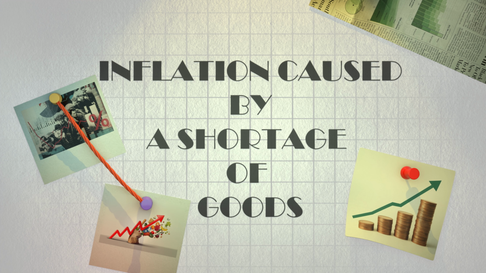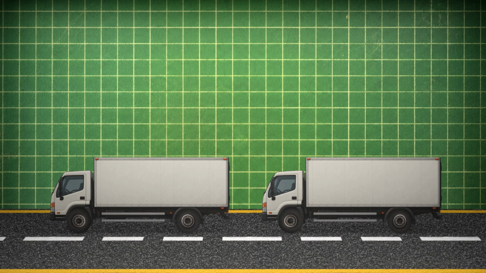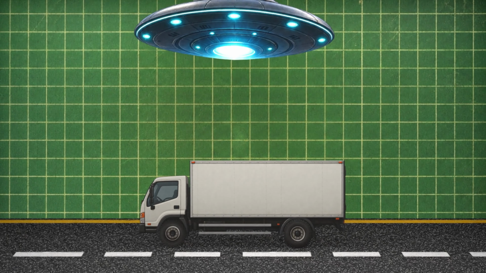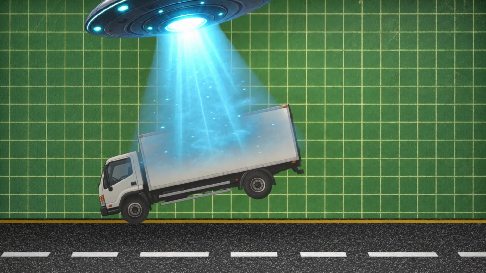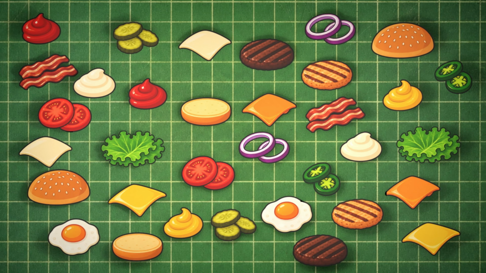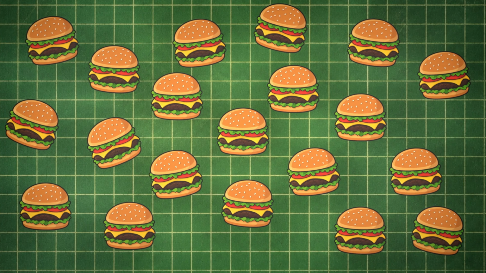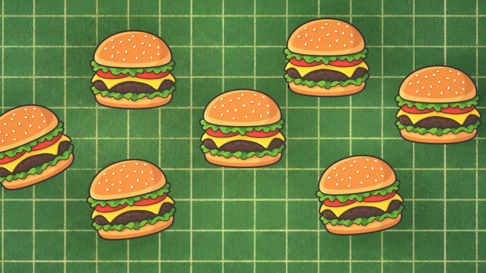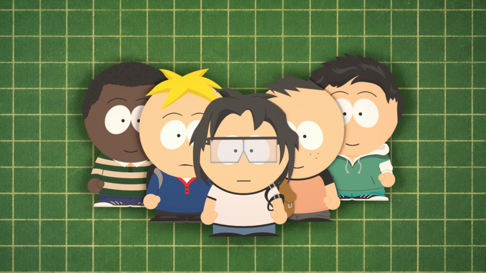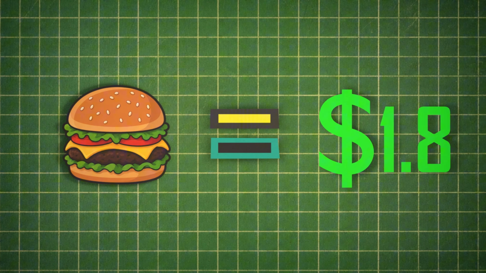Inflation caused by a shortage of goods. Every morning, trucks deliver ingredients to the school cafeteria. But one day, aliens abduct one of the delivery trucks. Yes, that sounds ridiculous. But now the cafeteria only receives half as many ingredients, which means it can only make half as many burgers. The number of hungry students hasn't changed. Everyone still wants lunch. There are fewer burgers, but the same number of buyers. The price starts to rise.